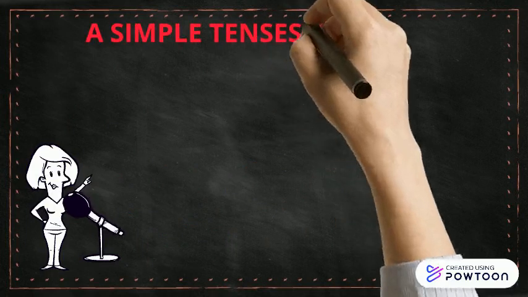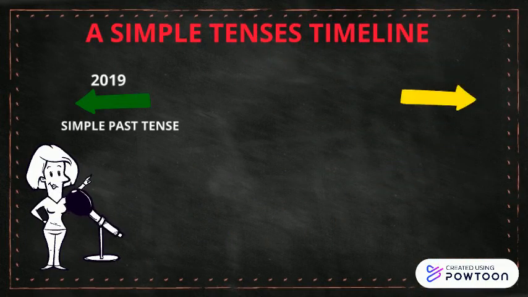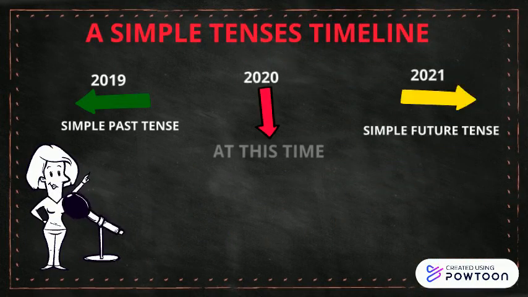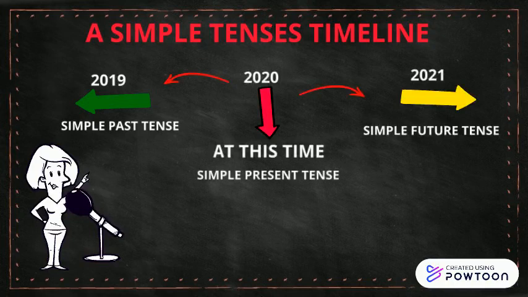Let's look at a simple timeline. What happened to you in 2019 is simple past tense. What is going to happen to you in 2021 is simple future tense. And what is happening to you now in 2020 at the present time is simple present tense.